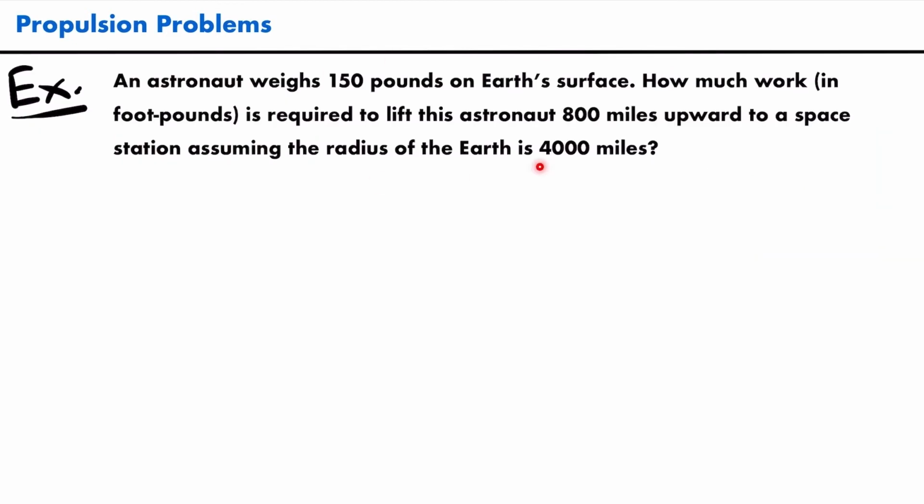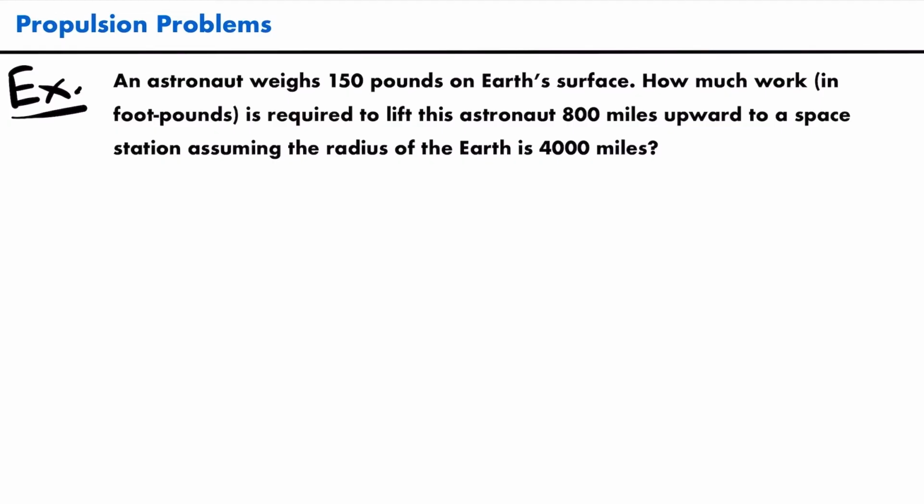All right, so here's our example. We have that an astronaut weighs 150 pounds on Earth's surface. How much work in foot-pounds is required to lift this astronaut 800 miles upward to a space station, assuming the radius of the Earth is 4,000 miles? The giveaway that you're working with a propulsion problem is when you're talking about the surface of a planet and you're launching an object or a person into space. That's a pretty good indicator that you're working with a propulsion problem.